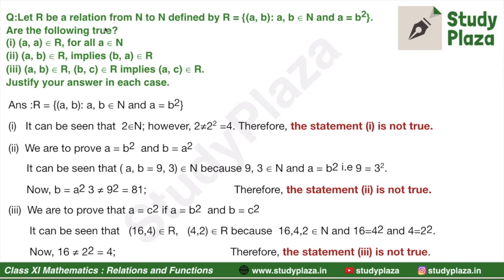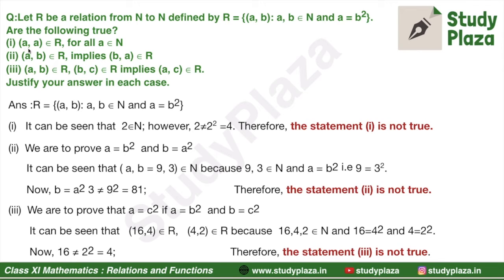Let R be a relation from N to N, that is, natural numbers, defined by R = {(a, b) : a, b belong to N and a = b²}. Are the following true? Out of these, which one is true? We have to justify this answer.